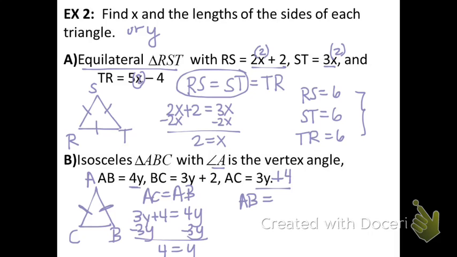So AB, we do this by replacing the 4. 4 times 4 is 16. BC, I'll do it over here. We replace the 4 where the y is. 3 times 4 is 12 plus 2 is 14. And then also on AC we replace that y with 4. 3 times 4 is 12 plus 4 is 16, and we can see that 2 of our side lengths are exactly the same, and we do have an isosceles triangle.